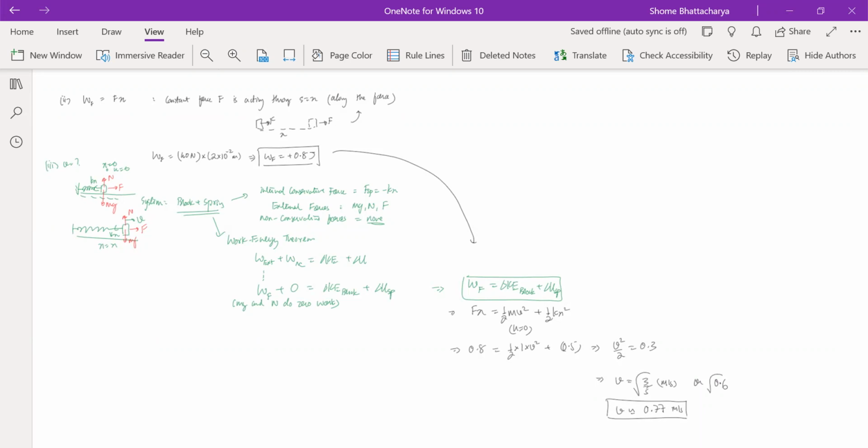So I'm using these values from above here, that my delta U was plus 0.5 joules and work done by F was plus 0.8 joules. So I'm using that over here and that is giving me this.